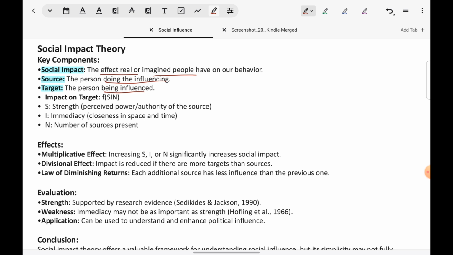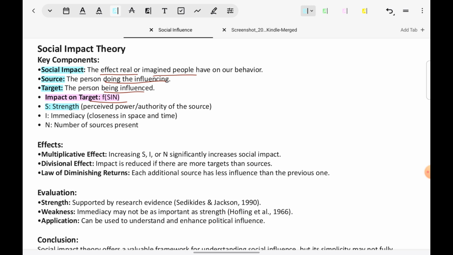Now Latane, from the famous duo of Darley and Latane, has given a formula on how a source impacts the target. Simply, he has said impact on the target can be understood as a function of S, I and N. So what we need to know is what variables are S, I and N. S is the strength of the source. Literally, what power or what authority the source has over me.